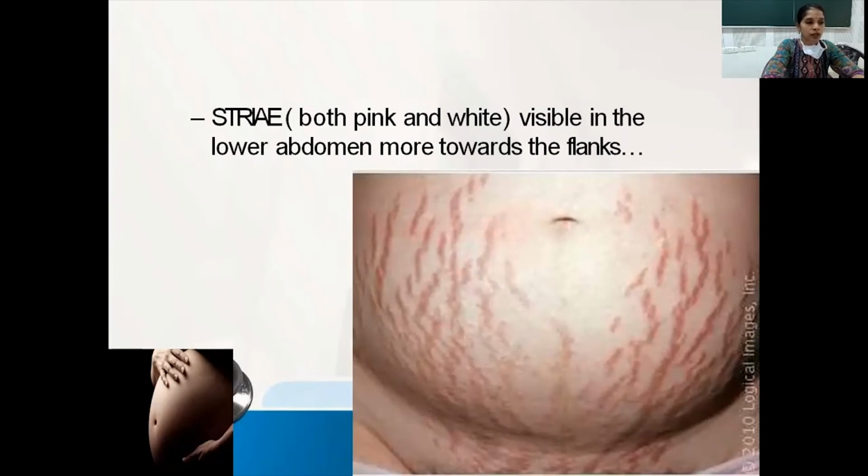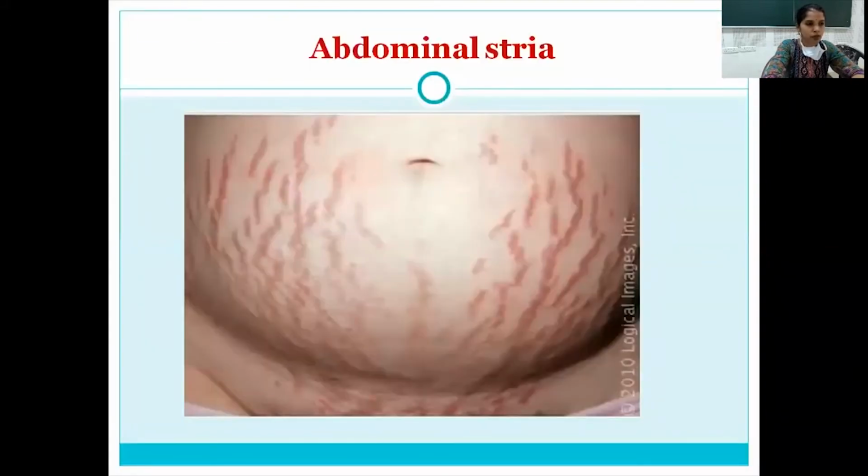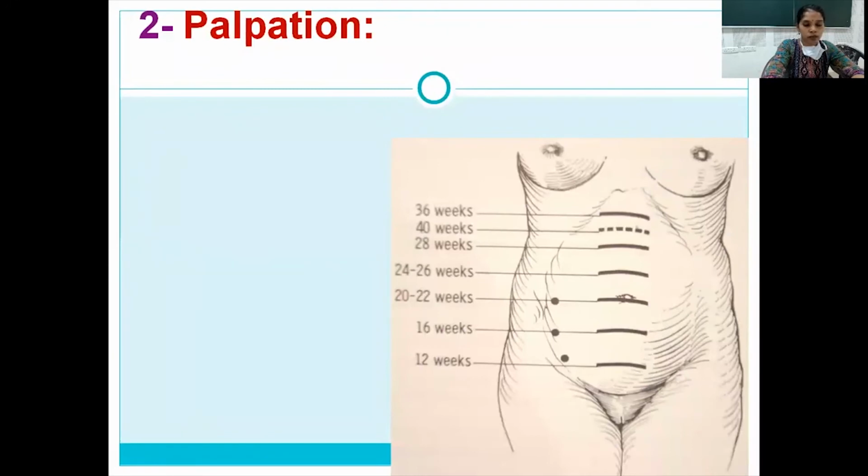These are the striae gravidarum. These are the abdominal striae, both pink and white, visible on the lower abdomen, more towards the flanks. These are because of the stretching of the abdomen, and the collagen fibers break up and make the striae on the abdomen. On inspection, we see the linea nigra and the abdominal striae. On palpation, this is how we measure how many weeks of gestation. So this is the symphysis pubis.